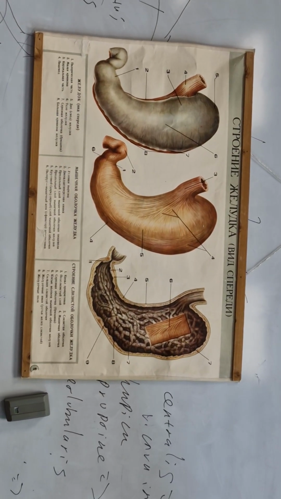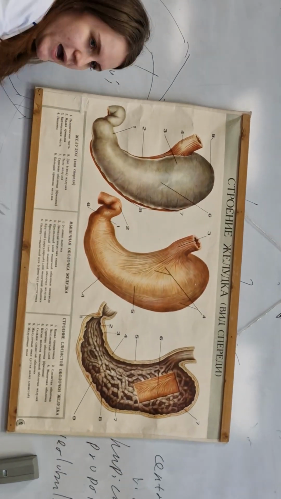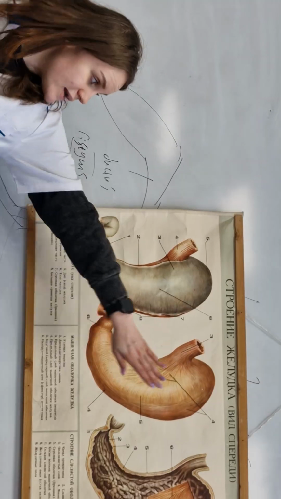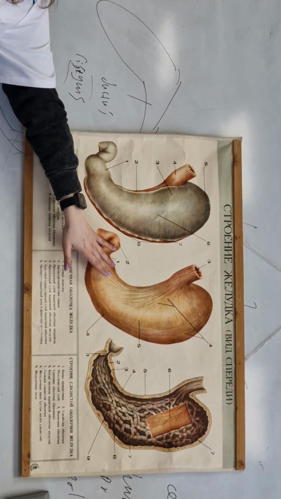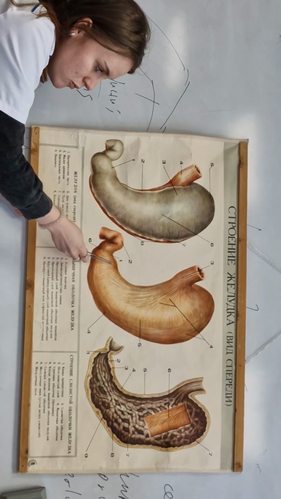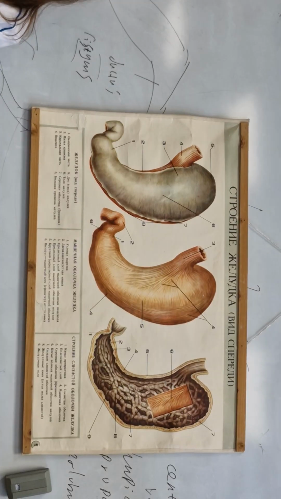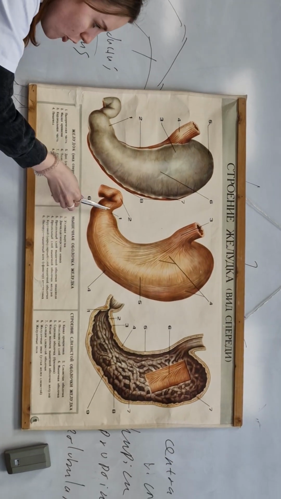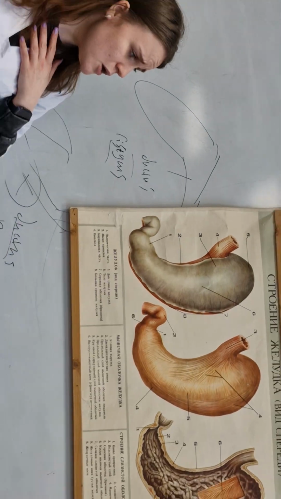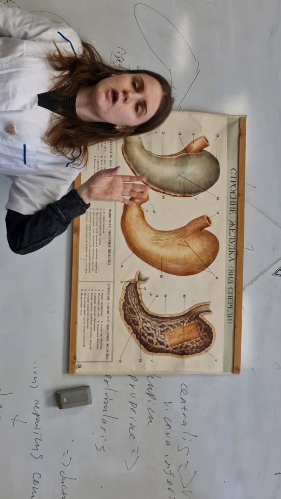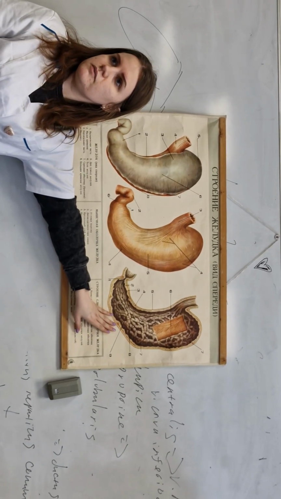And we have two curvatures: curvatura ventriculi minor and curvatura ventriculi major, and two walls: pars anterior and pars posterior. That is the macrostructure. In the pars pylorica, we have atrium pyloricum, canalis pyloricus with sphincter pyloricus, and ostium pyloricum, then going to our duodenum. Understand the macrostructure?